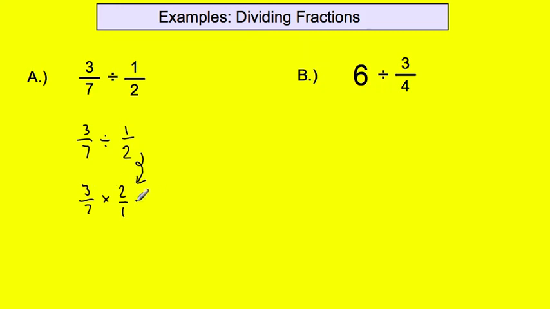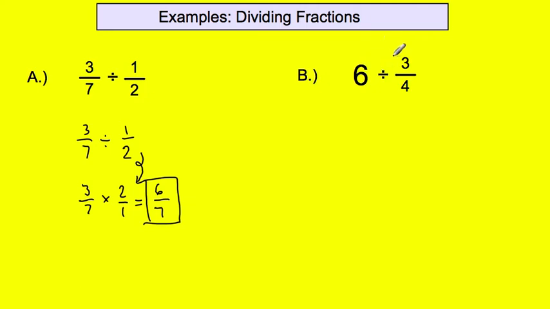3 times 2 equals 6. 7 times 1 equals 7. Right? And there's our simplest form fraction because the numerator is just 1 less than the denominator. All right, let's move on to example B.